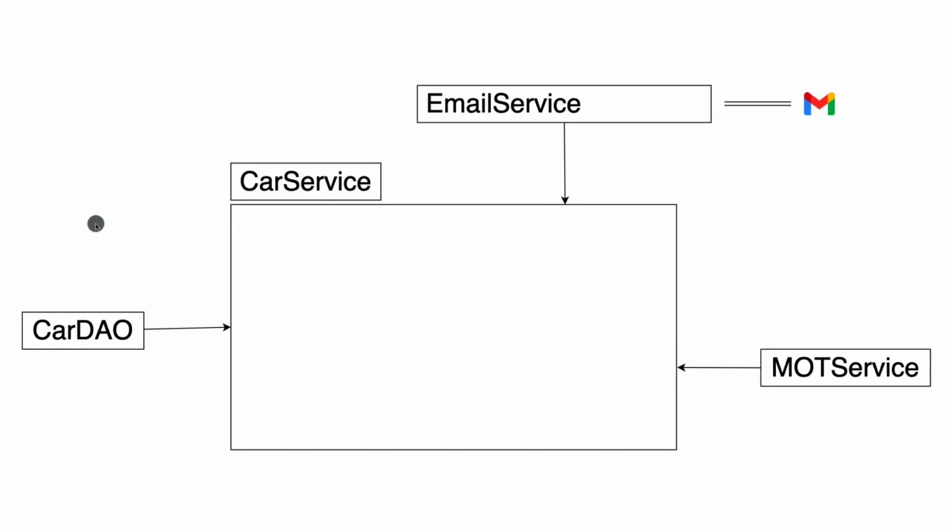So you now understand what dependency injection is, which is basically just providing the dependencies that a class needs. Now, what this means in code, let me show you. So we have car service that needs a dependency on car DAO, on email service, and MOT service as well. So let's actually put all of this into code so you see what I mean.